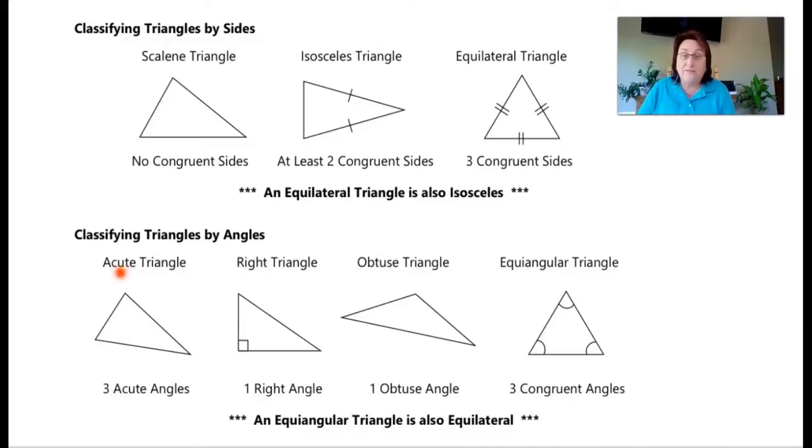You can say that you have an acute isosceles triangle. You'll notice that I've got one from the sides and one from the angles down here. But you cannot use two classifications from angles, or you cannot use two classifications from the sides. You can't say you have a scalene isosceles triangle. There's no such thing, right? But you can have a scalene obtuse triangle. So I just wanted to cue you guys in on that before you get started.